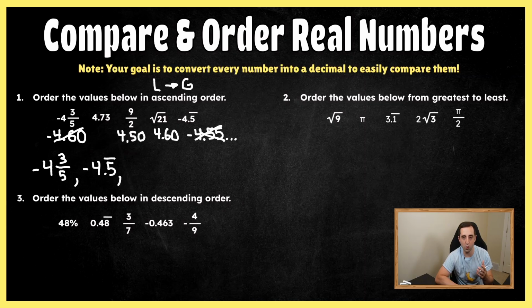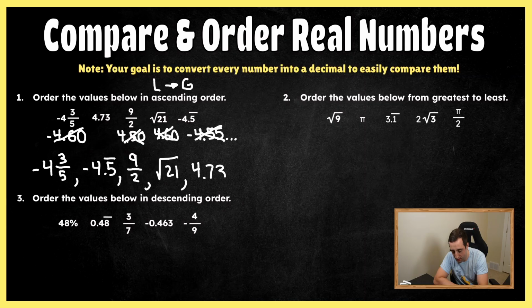Well, they all start with 4. So which number is the smallest then? Well, 50 is the smallest. So it's going to be 9/2. Then we have the square root of 21 right after. And then finally, the very last one is going to be 4 and 73 hundredths. And we are done with the first one.